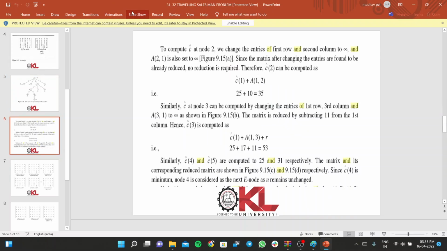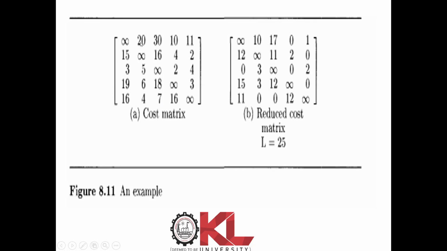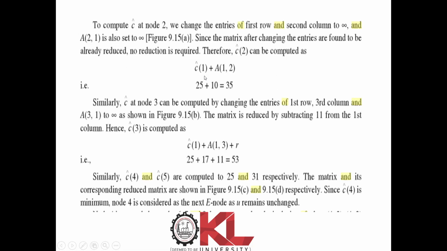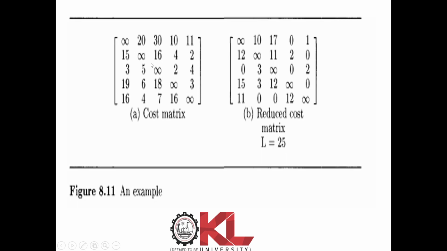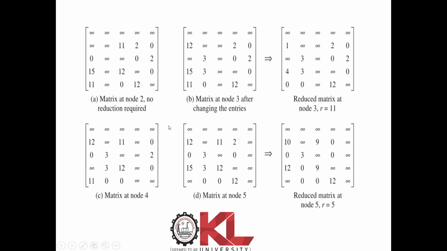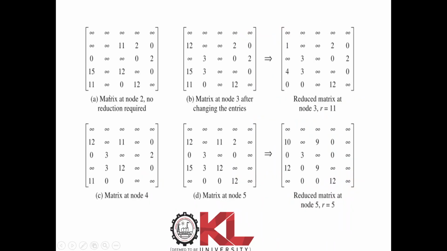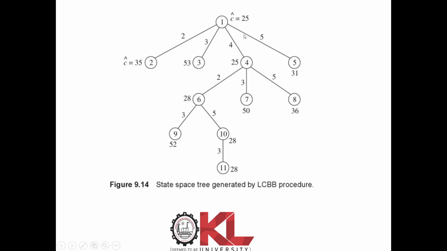For 1 comma 2, we write the value from here. From 1 comma 2 the value is 17, so we write 17 here, and we write the reduced cost also. Reduced cost is the minimum of the row plus the minimum of the column. We add those and write it there, which gives us another value. We keep writing for all 4 values: 1 comma 2, 1 comma 3, 1 comma 4, 1 comma 5.